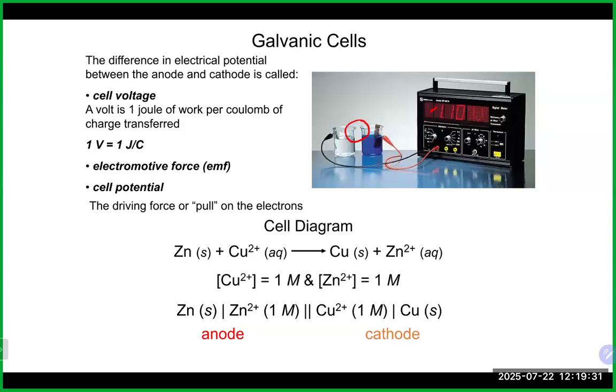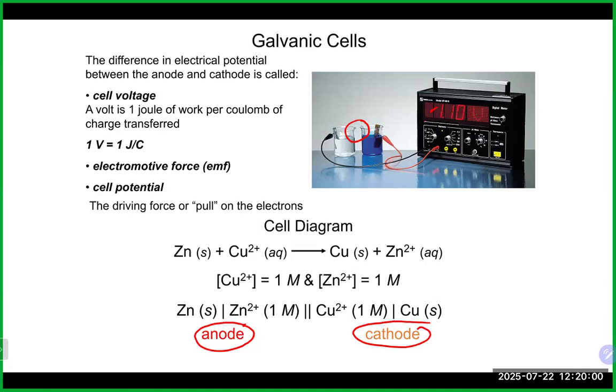Now, there is a shorthand that can be used for galvanic cells, and that is what is known as a cell diagram. A cell diagram is a shorthand description of the galvanic cell that's being run. It is always written like this. It is always the anode first, followed by the cathode. So it's always the anode to the cathode.